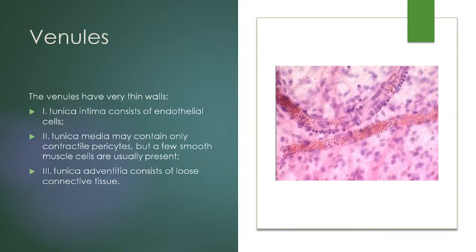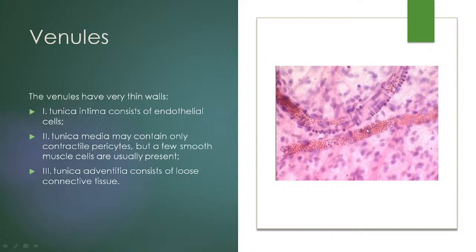Tunica Intima consists of endothelial cells. Tunica Media may contain only contractile pericytes, but a few smooth muscle cells are usually present. And Tunica Adventitia consists of loose connective tissue.